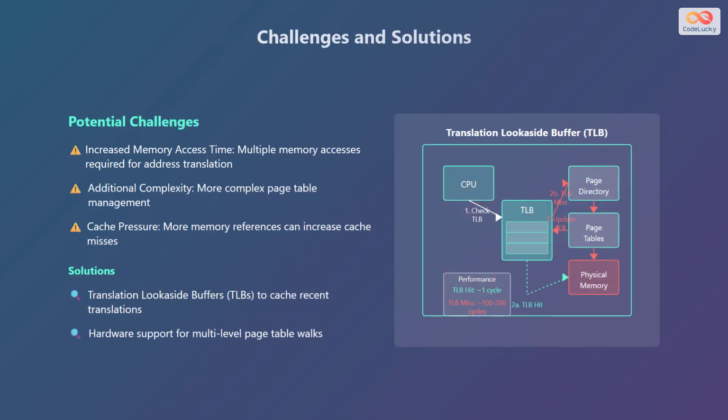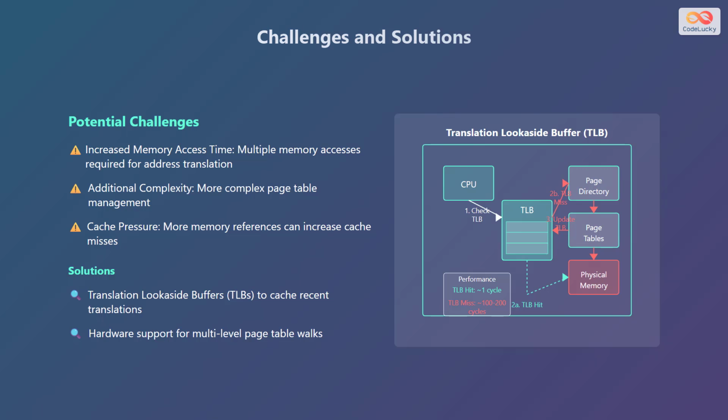Despite its advantages, hierarchical paging does have potential challenges. One major challenge is the increased memory access time, as multiple memory accesses are required for address translation. Additionally, it adds complexity to page table management and can increase cache pressure due to more memory references, potentially leading to more cache misses. To mitigate these challenges, translation look-aside buffers, or TLBs, are used to cache recent translations, and hardware support is implemented to optimize multi-level page table walks.